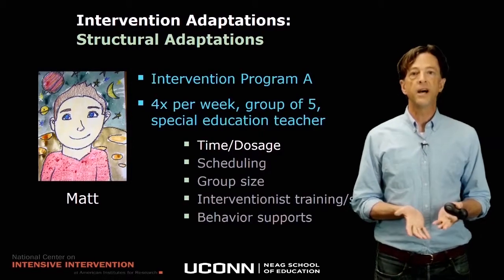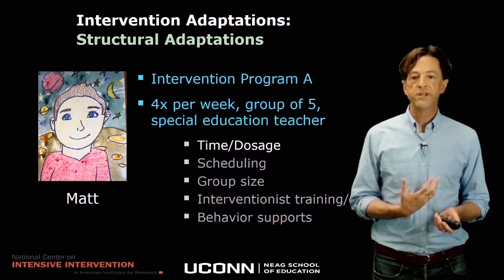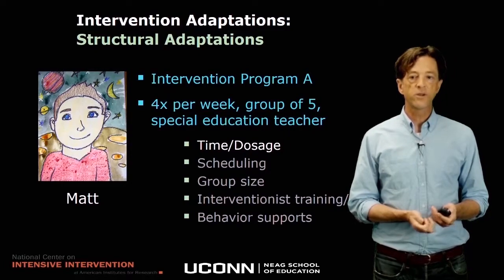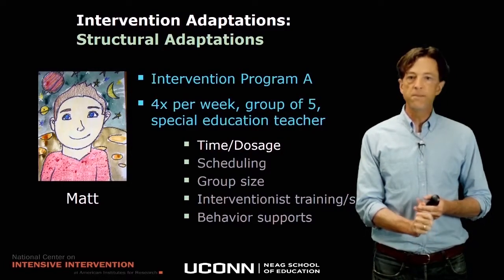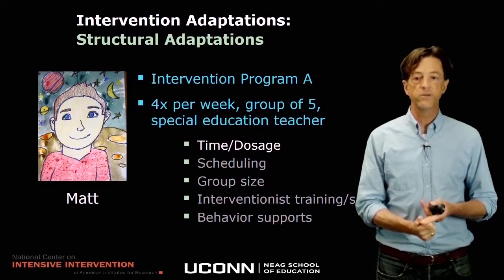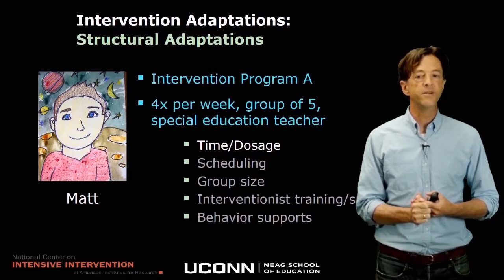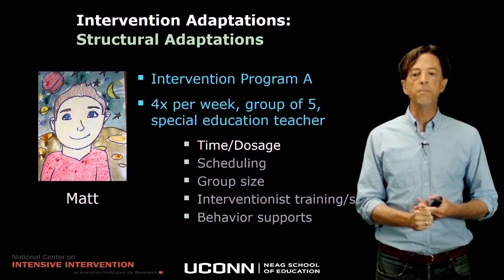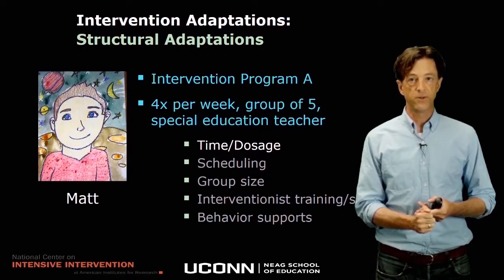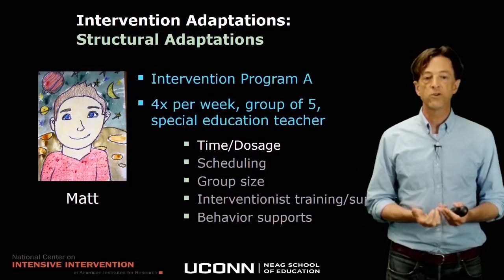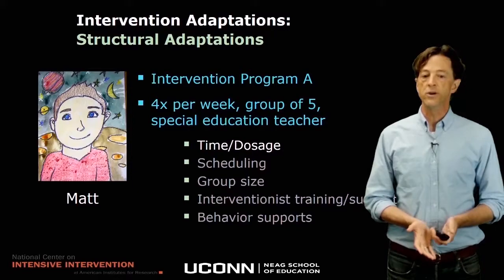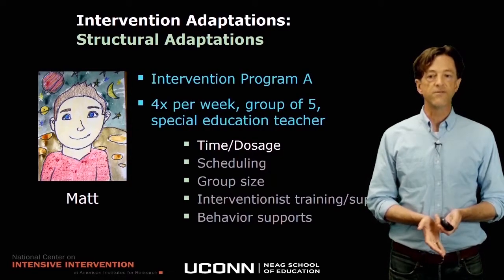So for example, we could think about time and dosage. Right now, Matt is receiving 4 times per week. Maybe that's 20 minutes 4 times a week. And one of the things that we know is a really powerful adaptation that increases the intensity of intervention is increasing the time or the dosage. So thinking about providing more time in intervention. So maybe for Matt, it becomes 5 times a week for 30 minutes per day, or 5 times a week for 40 minutes per day. Right? That's a significant increase in intensity that has potential likelihood to increase the effectiveness of the intervention for Matt.